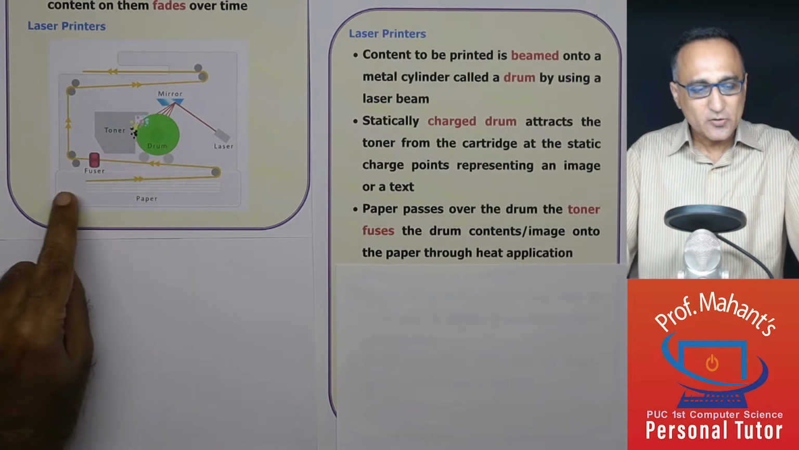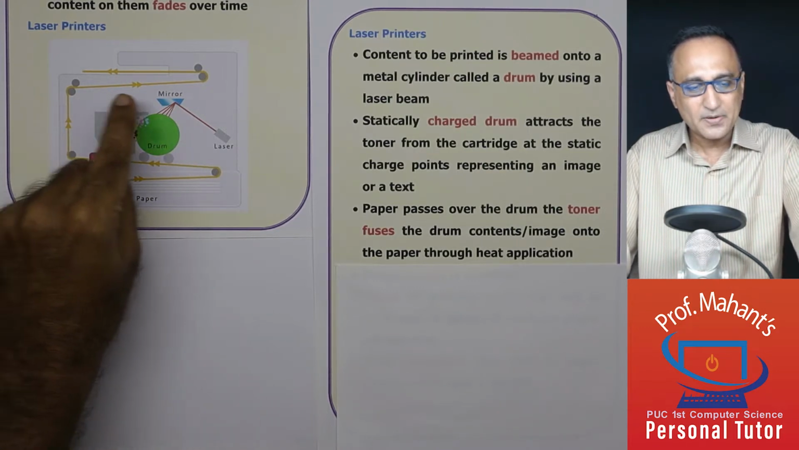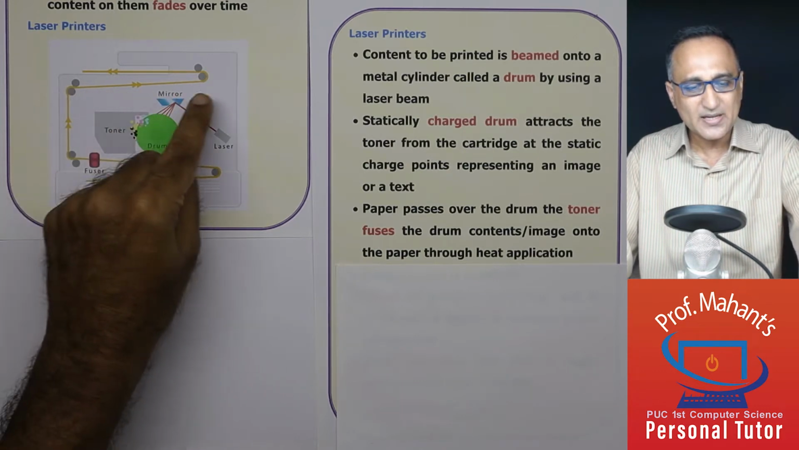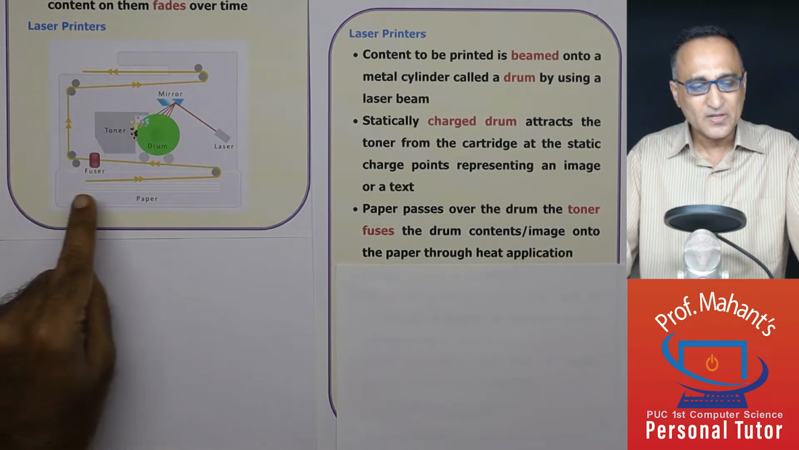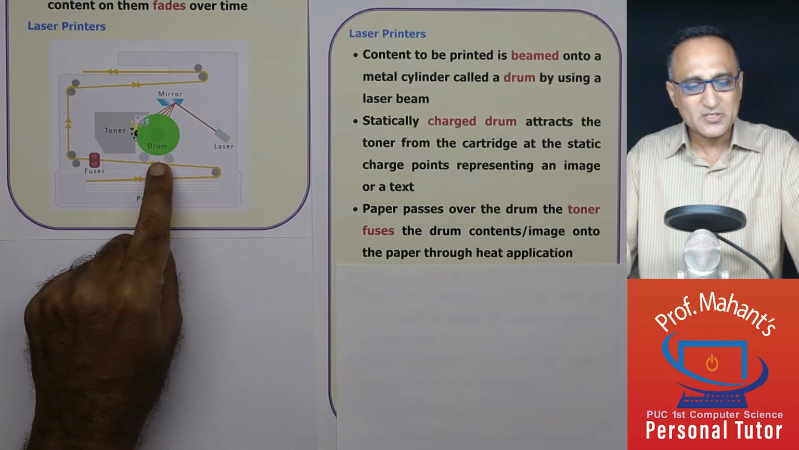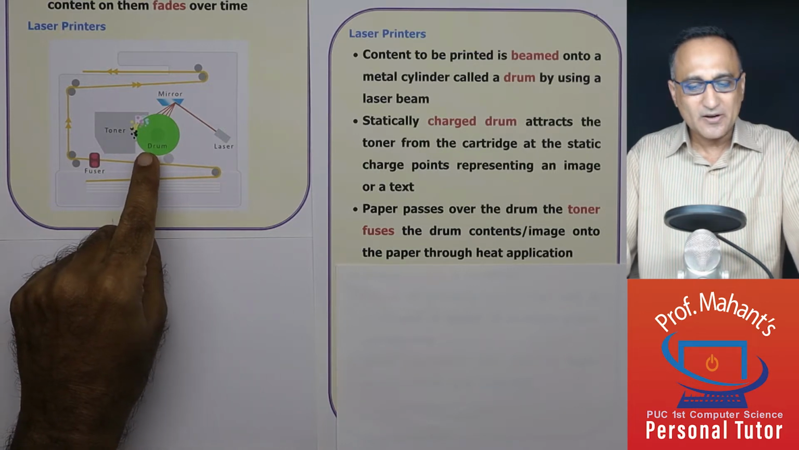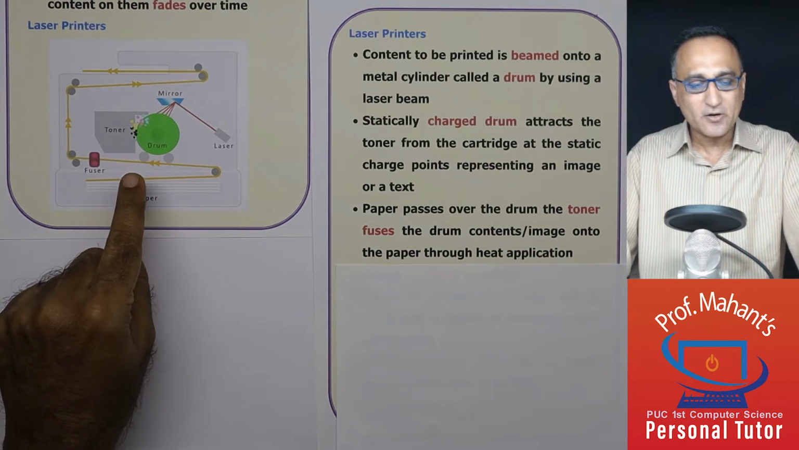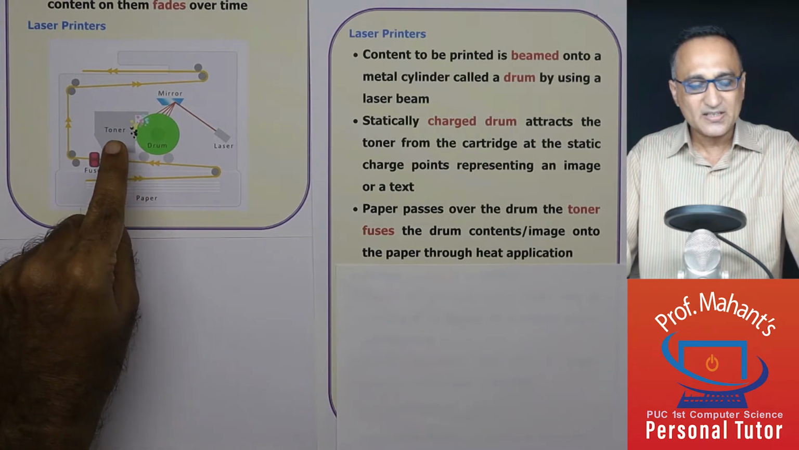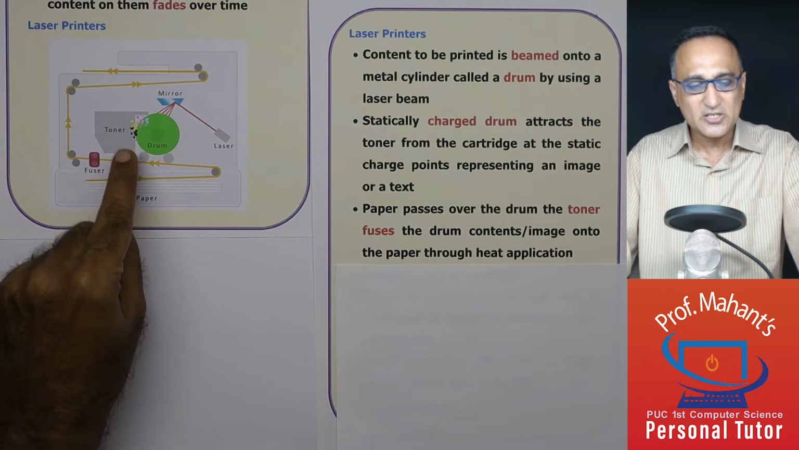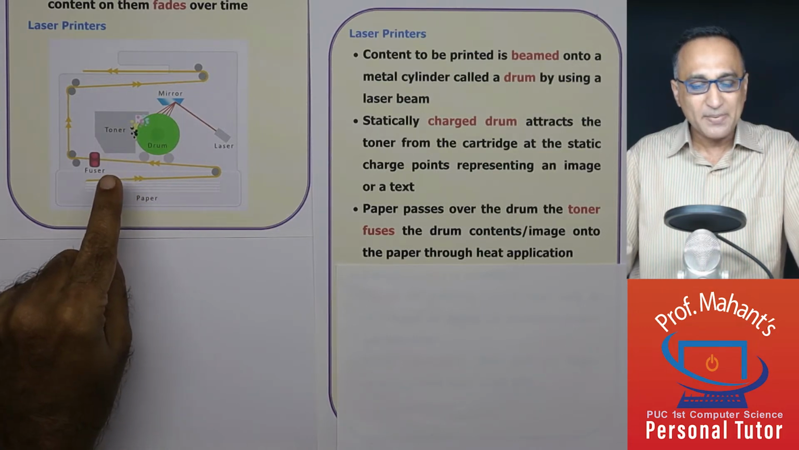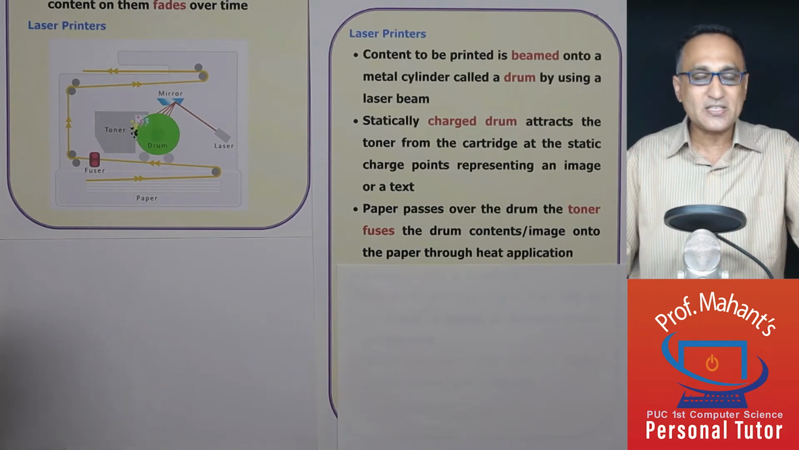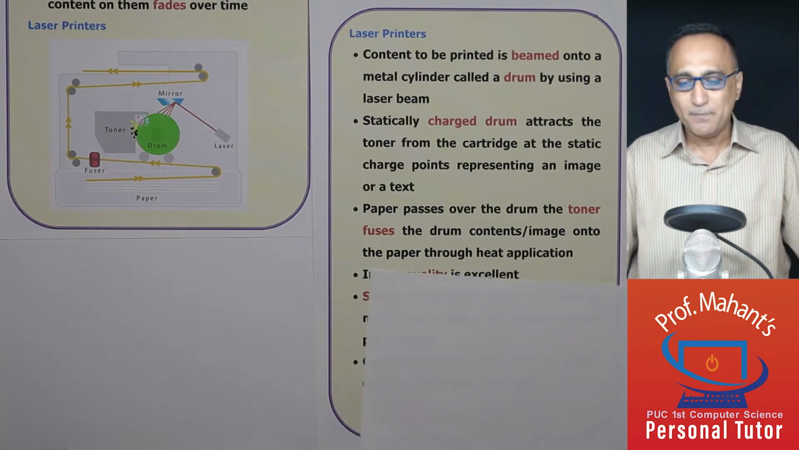Now, this is the path the paper takes. It starts from here, goes like this, comes out like this, and then gets out here. Once the paper comes here, the image on the drum is transferred onto the paper, or fused onto the paper. That is, the toner or image is fused onto the paper by application of heat. That's why when a paper comes out of a laser printer, it's slightly warm.